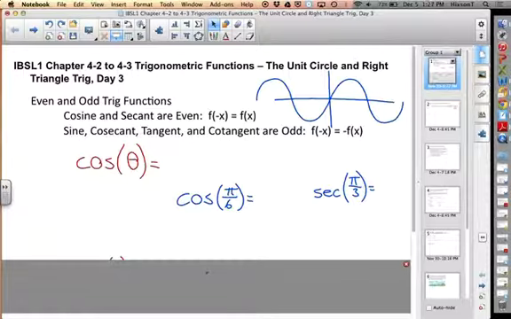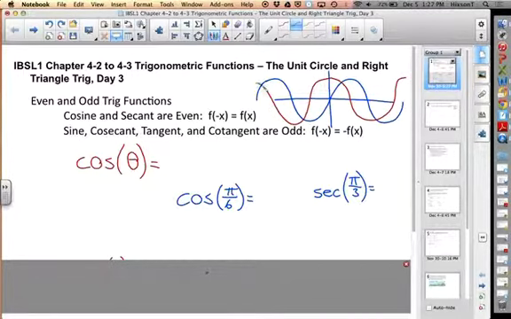What do even and odd mean? Don't ask me why they're called even and odd. I have no idea. That's just the term. Even means we have symmetry across the y-axis like this. Those two sides are identical. Odd functions have symmetry about the origin, we would say. In other words, if you rotate it 180 degrees, it'll be identical.